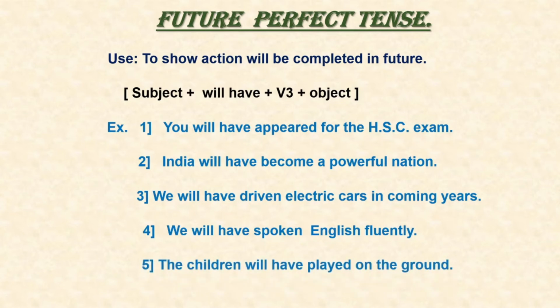And the last one, the children will have played on the ground. Again here you can see the formula and the subject. You will have plus V3 means appeared. India will have V3 means become. We will have plus V3 driven. We will have plus V3 spoken. And the children will have plus V3 played. Look at the formula, study the formula, and make the sentences.